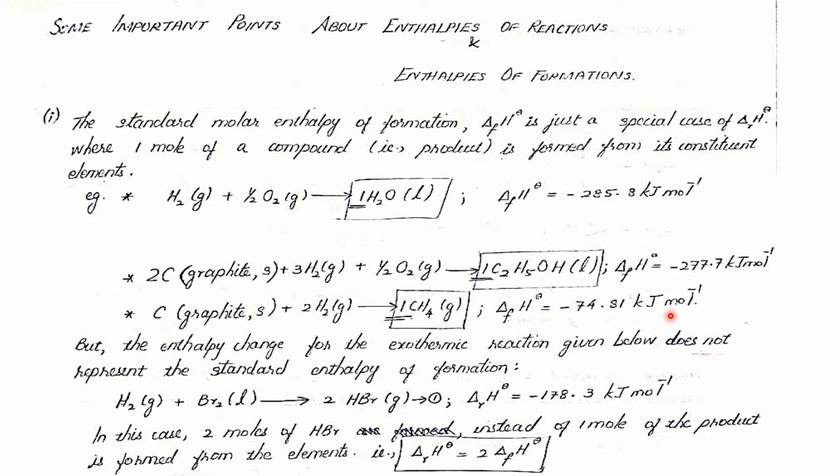Note that the enthalpy change for the exothermic reaction between hydrogen and bromine producing 2 moles of hydrogen bromide does not represent the standard enthalpy of formation. Clear? But this represents the standard enthalpy of reaction. Okay, it represents the standard enthalpy change during the reaction. This is because in this case, 2 moles of hydrogen bromide instead of 1 mole of hydrogen bromide is formed from its constituent elements. Clear?